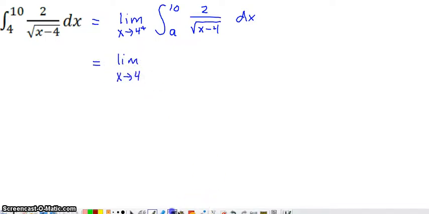Whoops, and I have the wrong value here. I'm not supposed to let x approach 4. Let me backtrack here. My lower limit of integration is supposed to be what approaches 4. That's my fault. This is what I want to let approach 4, this lower limit of integration. So I just wanted to clean that up there. Sorry about that. I can still only approach 4 from the bigger side with that lower limit of integration.